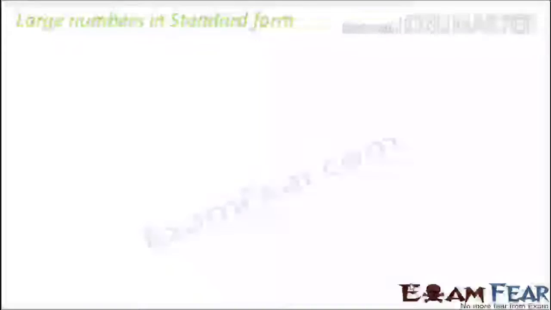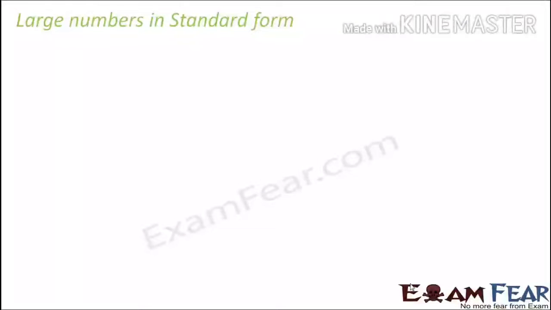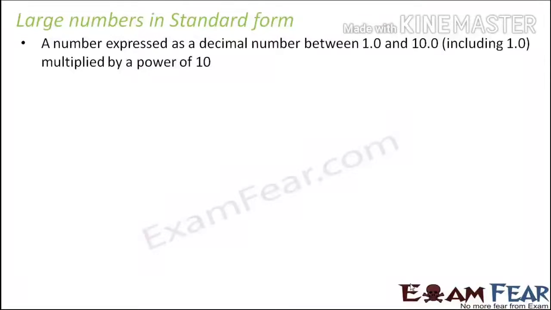See how do we write very large and very small numbers in standard form. So you have already learned about writing a large number in standard form. So how do we write it? We express the number as a decimal number between 1 and 10 and then multiply it by a power of 10. Let's look at some examples. So this is just the recap.